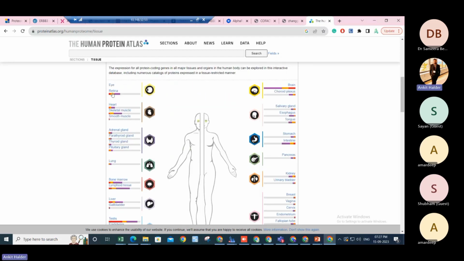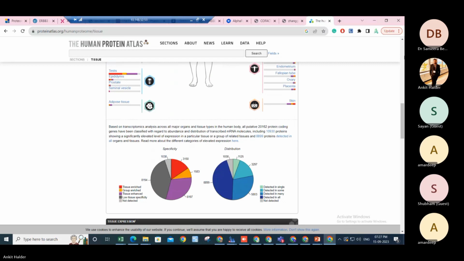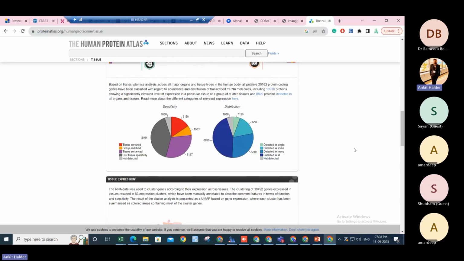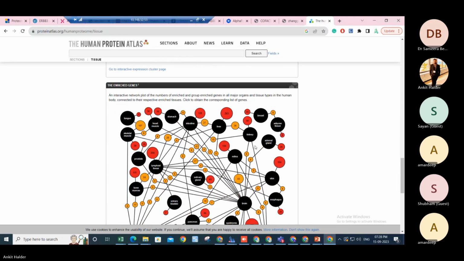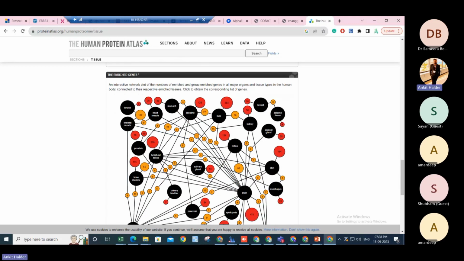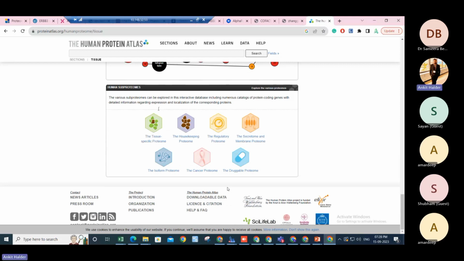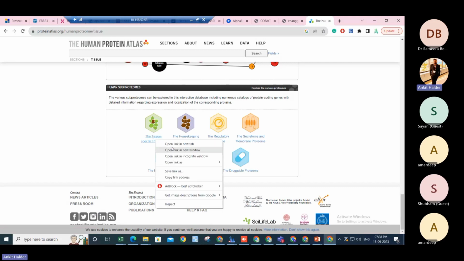You can see that eye, heart, muscle, glands, lungs, everything are covered: the tissue enriched, group enriched, tissue specificity and distribution, and the enriched genes in kidney, in retina, in tongue. Then you have the subproteomes: tissue specific proteome, housekeeping proteome, as I was mentioning, which proteins are there. Then the regulatory proteome, secretome and membrane proteome, isoform proteome, cancer proteome, druggable proteome. So let us go one by one and explore.